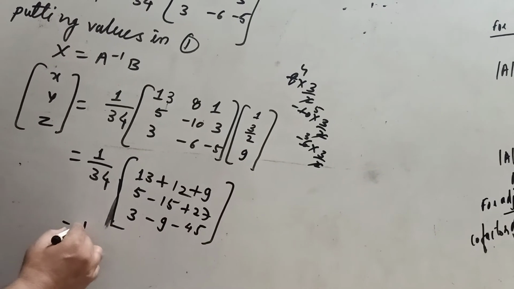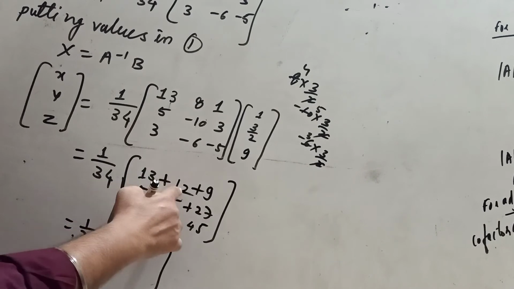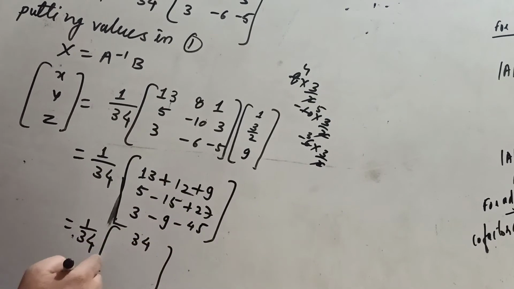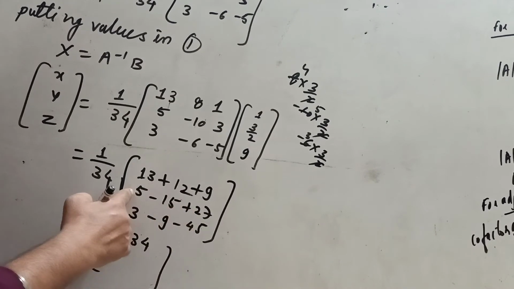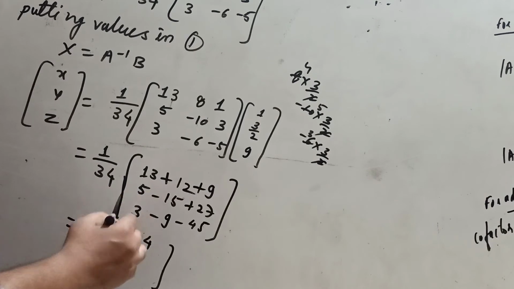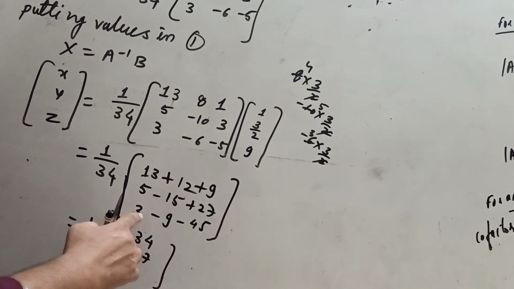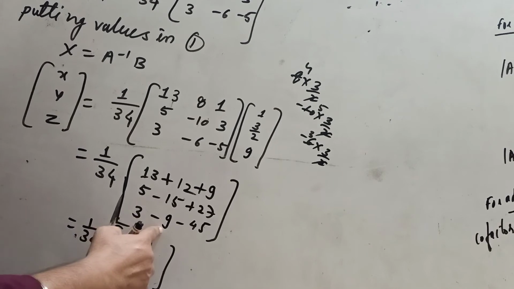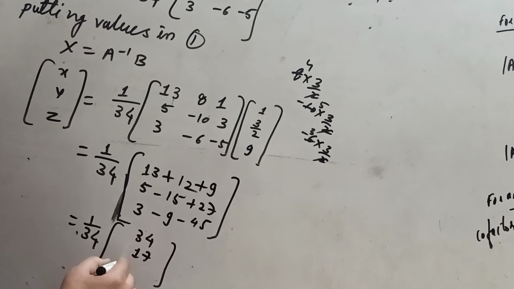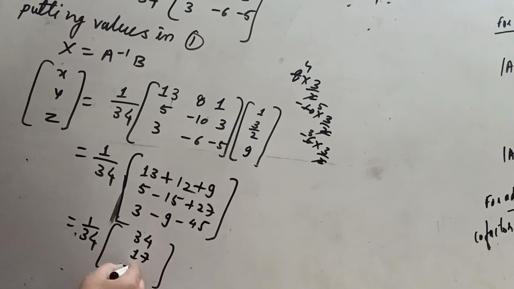So we have finally 1 upon 34 times: 13 plus 12 plus 9 is 34. This is 27 and 5, 32. 32 minus 15 is 17. And this is 3 minus 9, minus 6. Minus 6 and minus 45, minus 51.